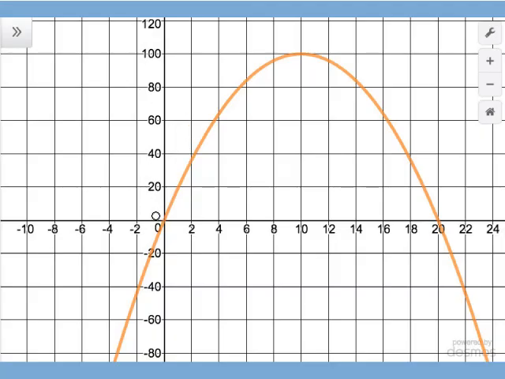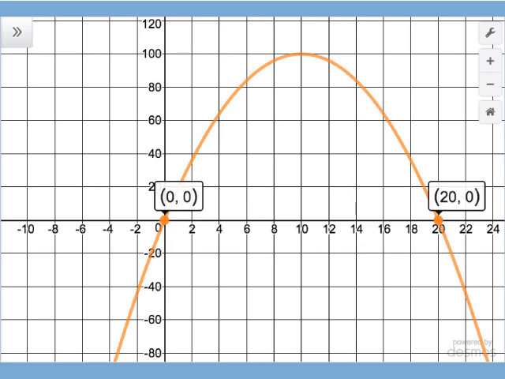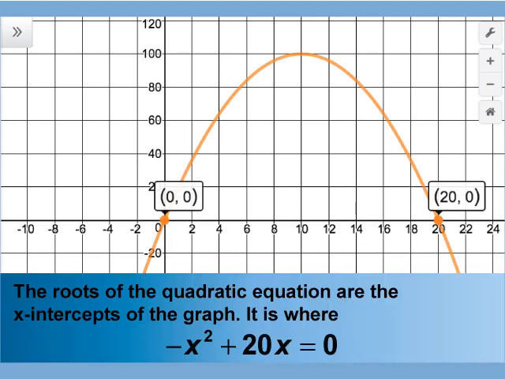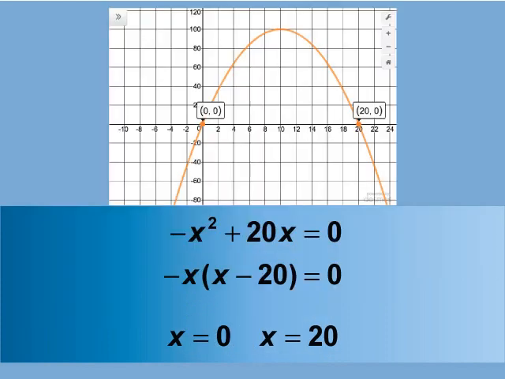Here is the graph. You see that it intersects the origin, here, and x equals 20, here. Here are the labeled points. The roots of the quadratic equation are the x-intercepts. It is where negative x squared plus 20x equals 0. So the roots of the equation are x equals 0 and x equals 20. This means that the rocket hits the ground after 20 seconds have elapsed.